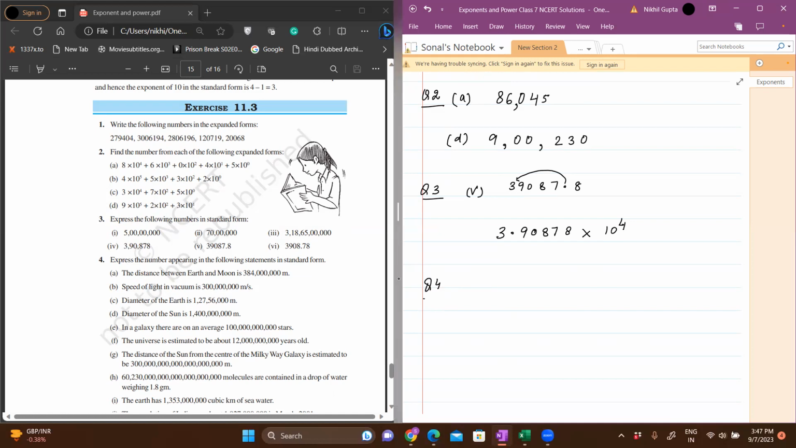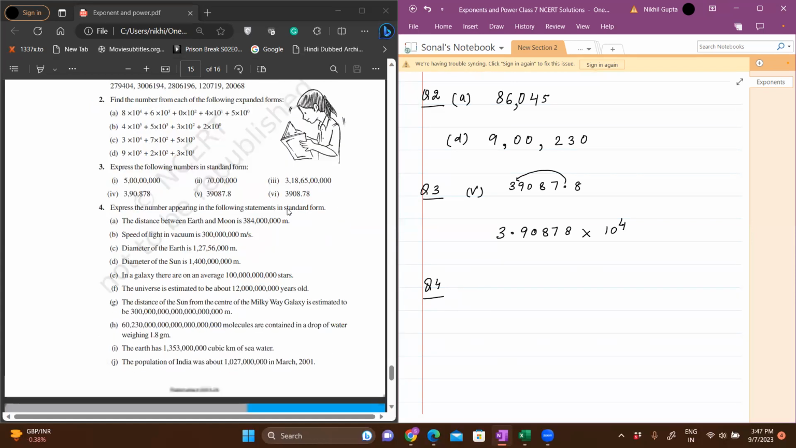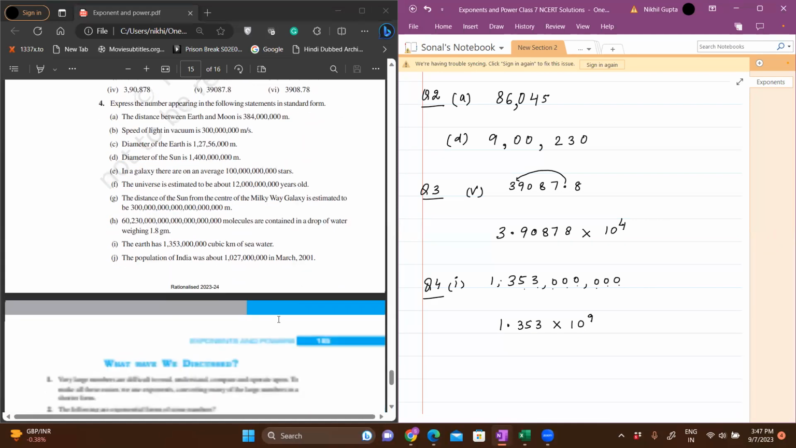Let's come to question number 4. Actually, standard form is used to write very big numbers in the form of powers, so that it becomes easier for us to remember. So let me take the I part here. Earth has 1353 and 000 and one more time 000 cubic kilometer of sea water. So I can write it down as 1.353 multiplied by 10 to the power, because I am putting the point here. Just count the places: 1, 2, 3, 4, 5, 6, 7, 8, 9. 10 to the power 9 cubic kilometer of sea water. So this is the way we find out the standard form here.